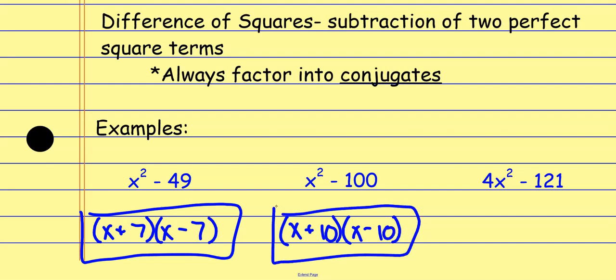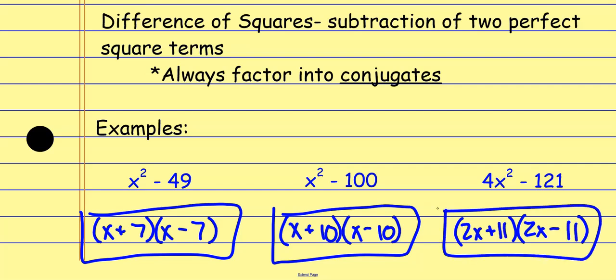This one, also difference of squares. Look at this. 4 is a perfect square. X squared is a perfect square. 121 is a perfect square. It's subtraction, so that is a difference of squares. Okay? The square root of 4 is a 2. The square root of x squared is an x. One's a plus, one's a minus here. The square root of 121 is an 11. That's how we factor difference of squares. It's really easy to factor difference of squares. The most difficult part about that is recognizing difference of squares, seeing the perfect squares and seeing that it's subtraction.